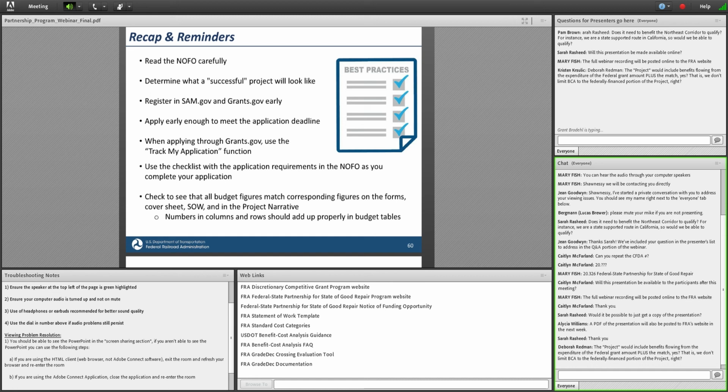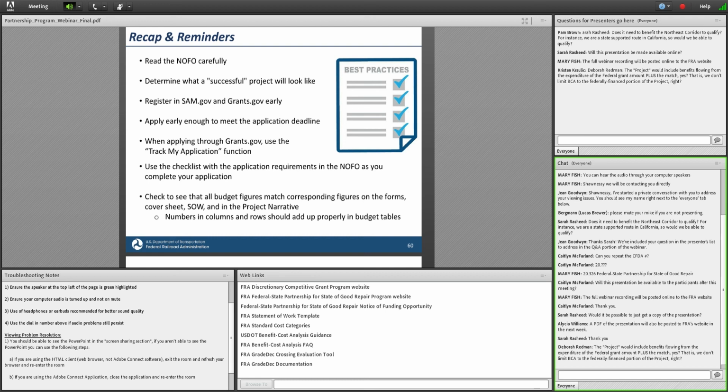After you've done that, make sure that you understand what a successful project will look like. If you haven't done so already, make sure you have your DUNS number and you register in SAM and grants.gov early. When applying through grants.gov, you can use the Track My Application function. Also use the checklist that is in the NOFO as you complete your application.